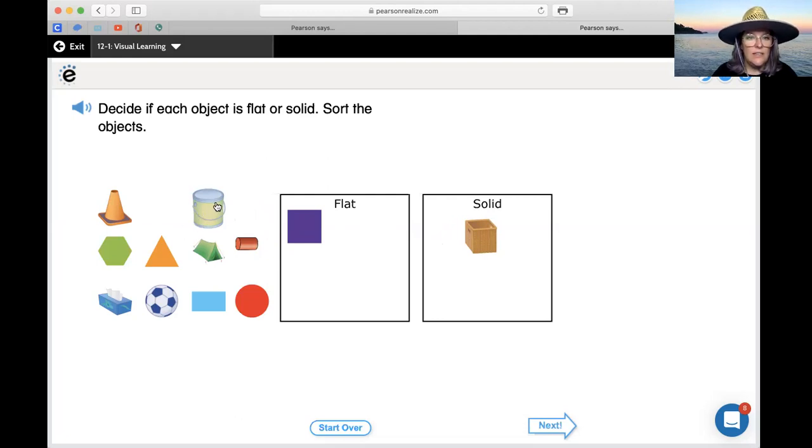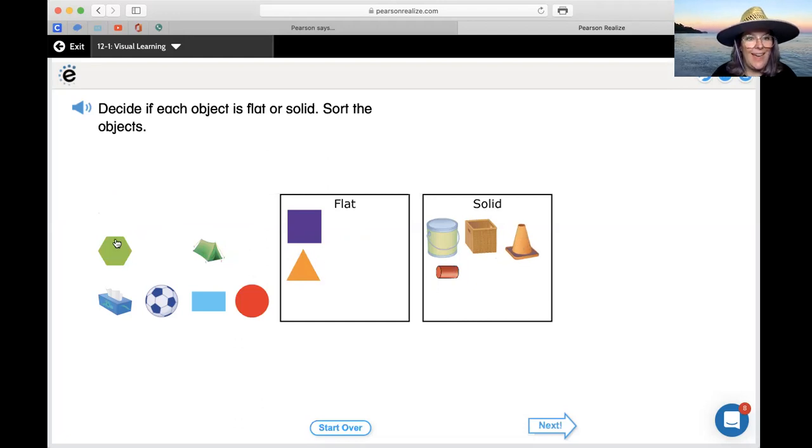Let's take a look at this cylinder here. It goes side to side, up and down, and front to back. Okay, so this must be a 3D solid. This is another cylinder. Cylinders are 3D solid shapes. Ooh, what about this triangle here? It goes up and down and side to side, but it does not go front to back. It's flat, so it's a 2D shape. Now, let's take a look at this cone. This cone is up and down, side to side, and front to back. Look, it's 3D. It's a solid 3D shape.